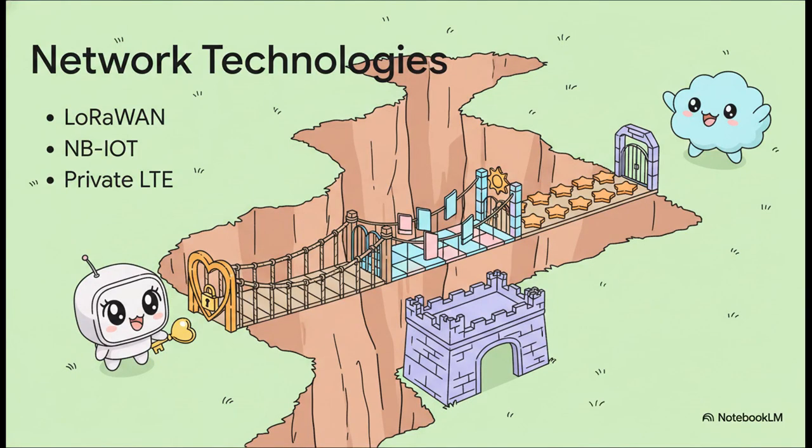This is a really big deal for these long-range, low-power technologies like LoRaWAN or NB-IoT. These networks are highly specialized, and they require very specific integrations to hand off the data to its final destination.